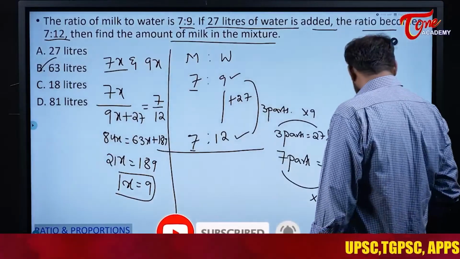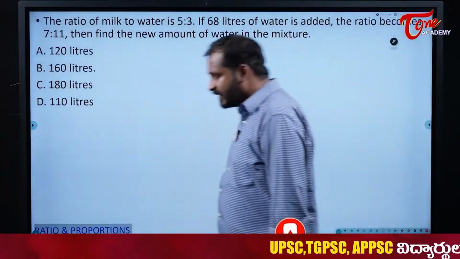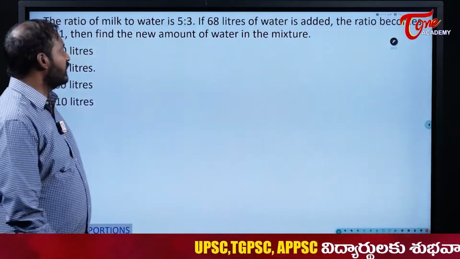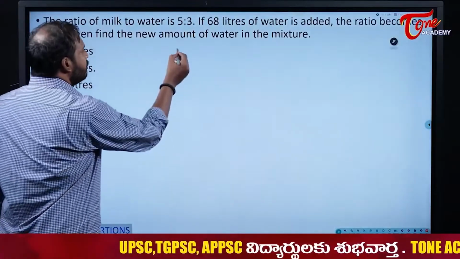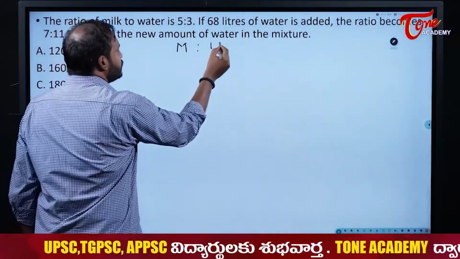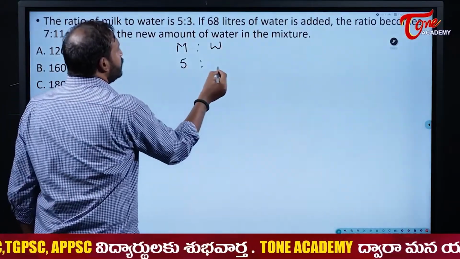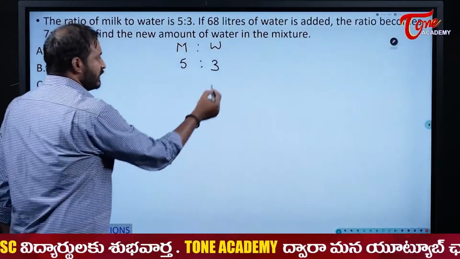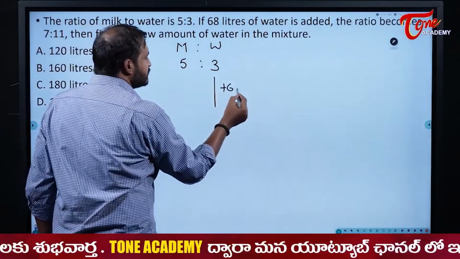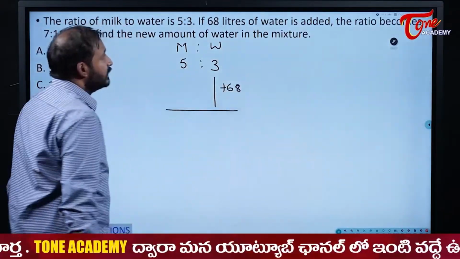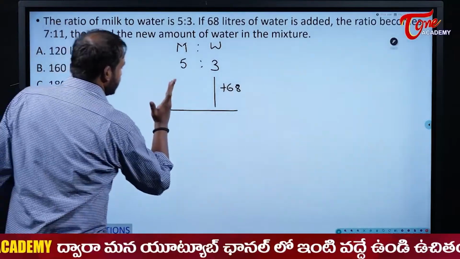Okay, now next one. The ratio of milk to water is 5:3. Okay, good. Milk and water is 5:3. 68 liters of water is added. Now here 68 liters of water is added. The ratio becomes 7:11.